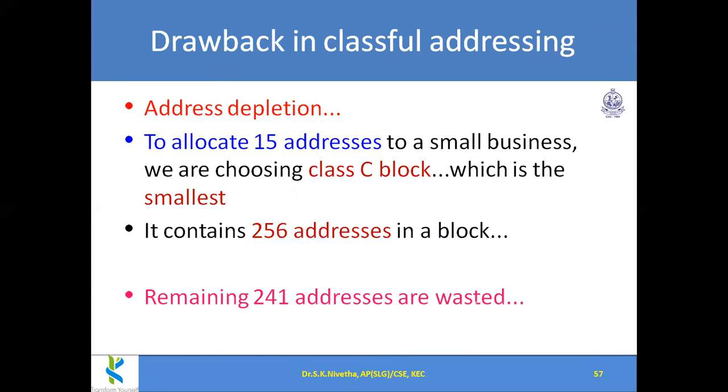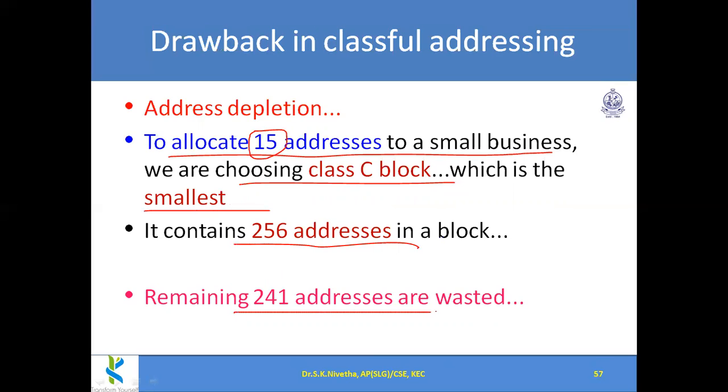Now, what is the drawback in classful addressing? The address depletion. Depletion means the addresses quickly go off. We don't have any more addresses to assign, but still somebody is requiring them. In this example, to allocate 15 addresses to a small business, we are choosing a class C block, which is the smallest one, having 256 addresses. Only 15 addresses they are going to use, and the remaining 241 addresses are wasted. That is the main drawback in classful addressing.